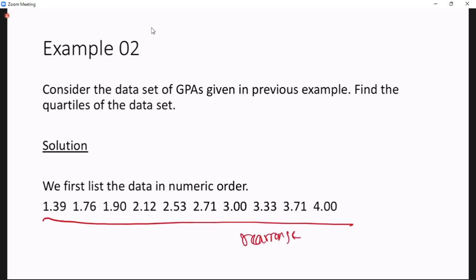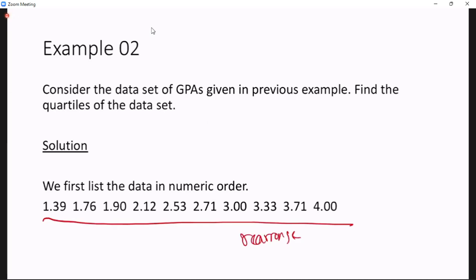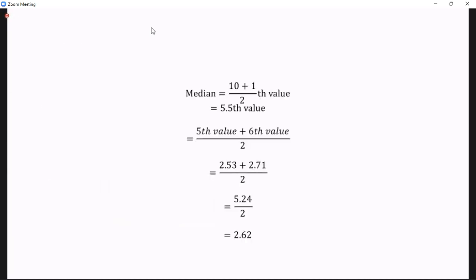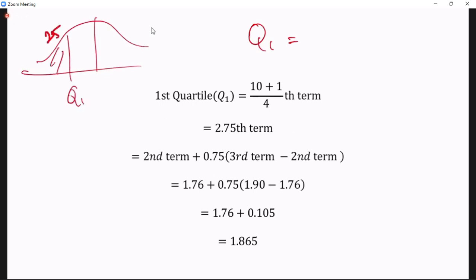Is that clear, guys? Right. Now let's find Q1 first. Here I have found the Q2, but let's find Q1 first. If you can remember, Q1 is 25%, that means 1/4, the first quartile. Therefore, we write the formula as (n plus 1) divided by 4. That is the place where Q1 lies.